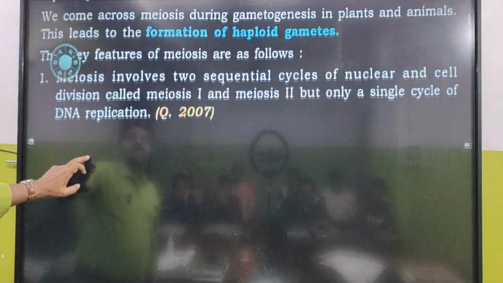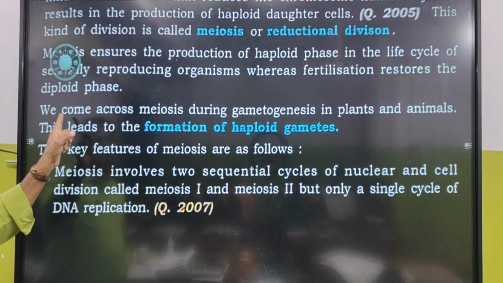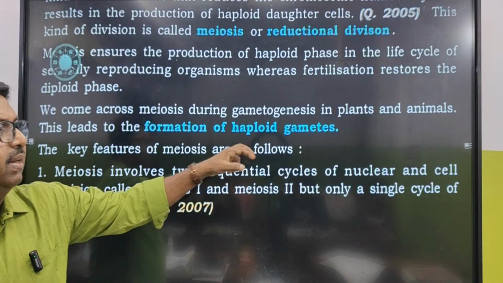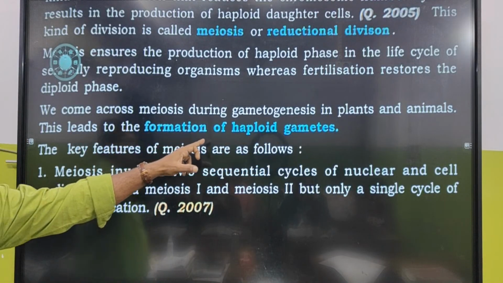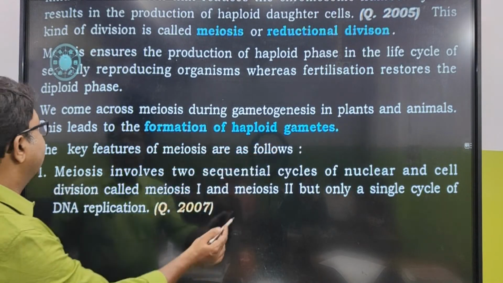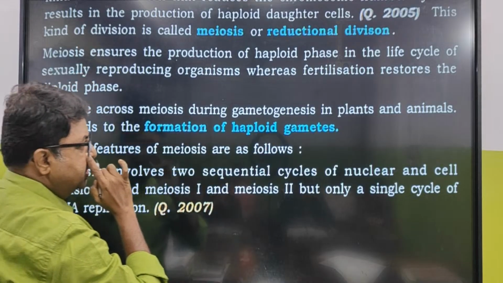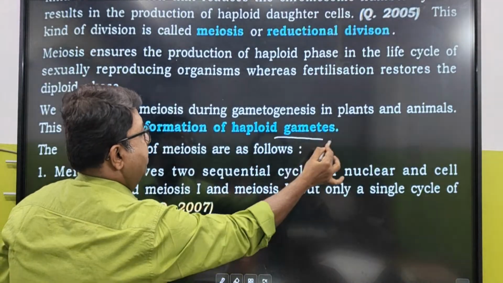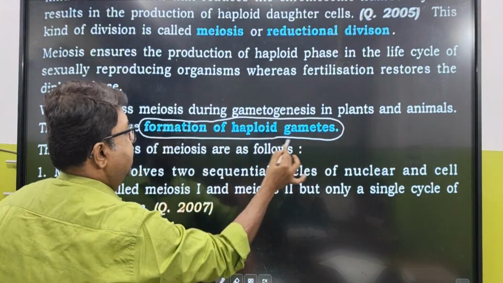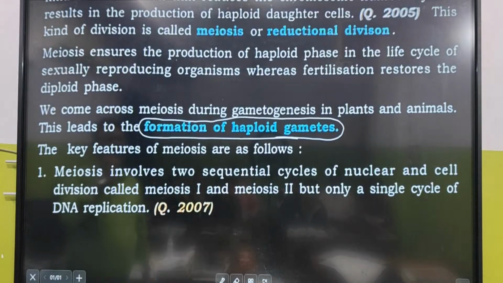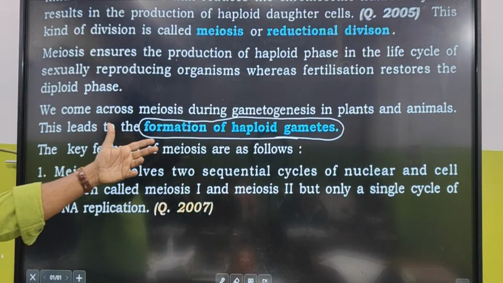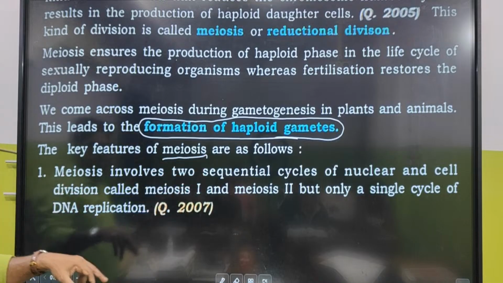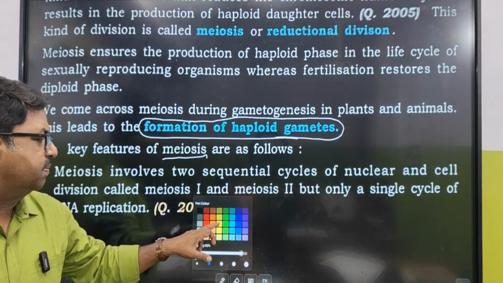what it says: we come across meiosis during gametogenesis in plants and animals. This leads to the formation of haploid gametes. So ultimately, during gamete formation, meiosis takes place, which helps in the formation of haploid gametes. The key features of meiosis are as follows. What is that? The key features.